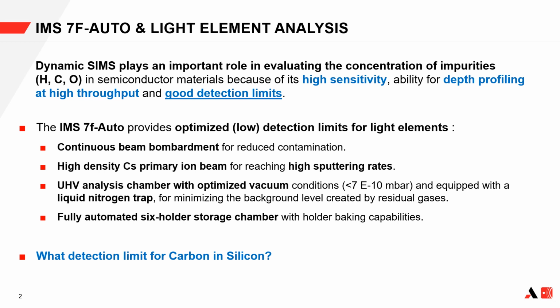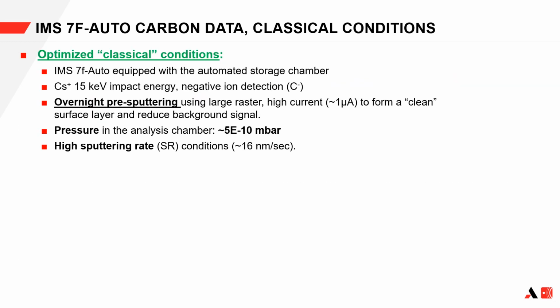So what detection limits can we get for carbon in silicon sample? I will present the results obtained using two different methods. The first data I'm going to show you is obtained by what we call classical conditions. This analysis has been performed using cesium primary ions at 15 kiloelectron-volt of impact energy and detecting negative secondary ions.